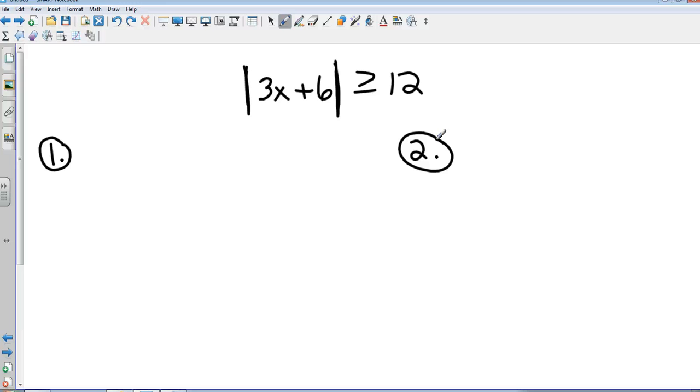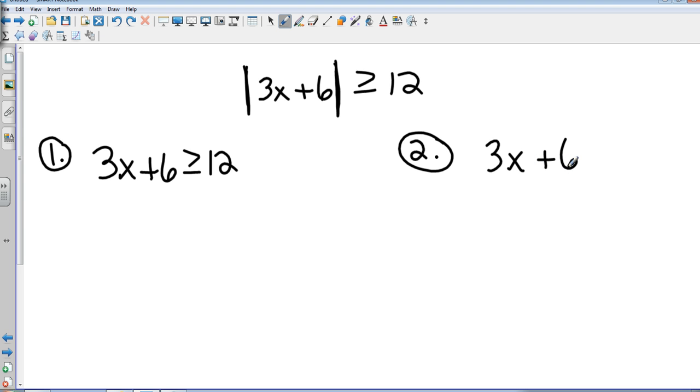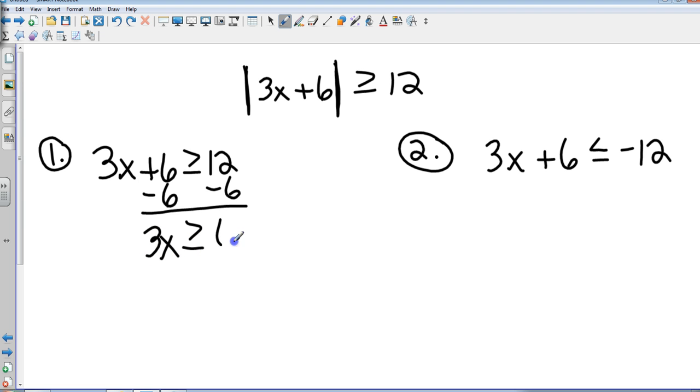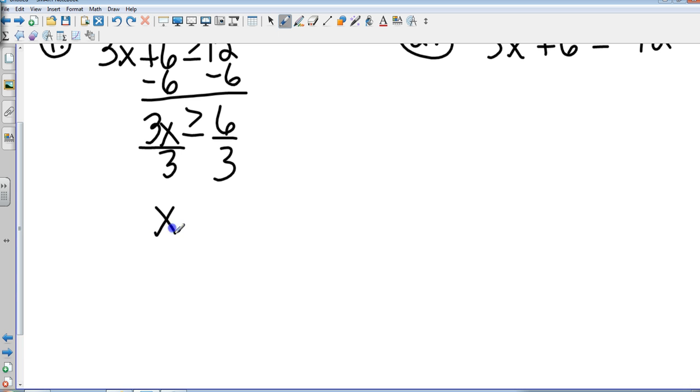Okay, so my first equation should be 3x plus 6 is greater than or equal to 12. And my second equation is going to be 3x plus 6. Remember, we flip the sign on the 12, so that means we flip the inequality sign as well. So let's solve these real quick. These are multi-step. Divide by 3 on both sides. That gives me a final answer of x is greater than or equal to 2.